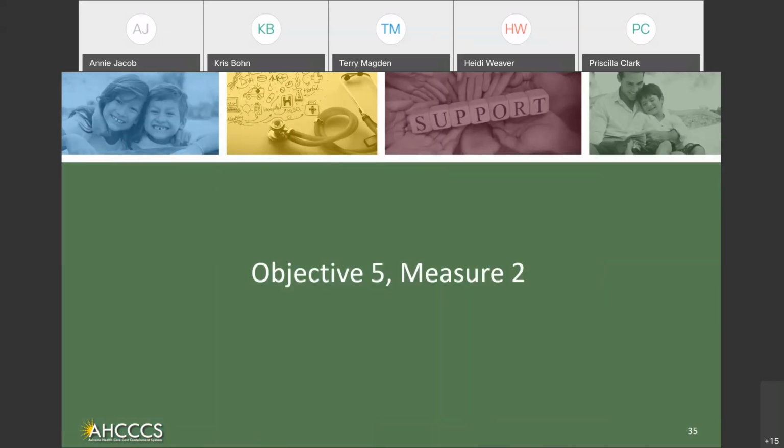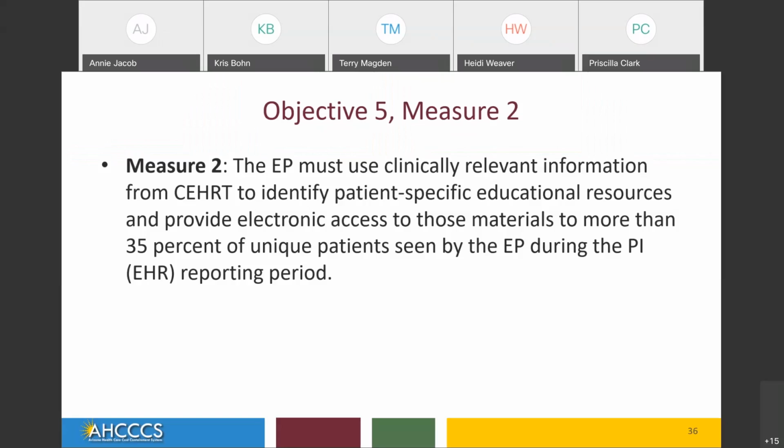Okay, so that covers Objective 5, Measure 1. We'll now be moving on to Objective 5, Measure 2, and at the very end of this presentation, we will be talking about Objective 5, Measure 1 a little bit more. So, Measure 2, the EP must use clinically relevant information from Cert to identify patient-specific educational resources and provide electronic access to those materials to more than 35% of unique patients seen by the EP during the PI reporting period.